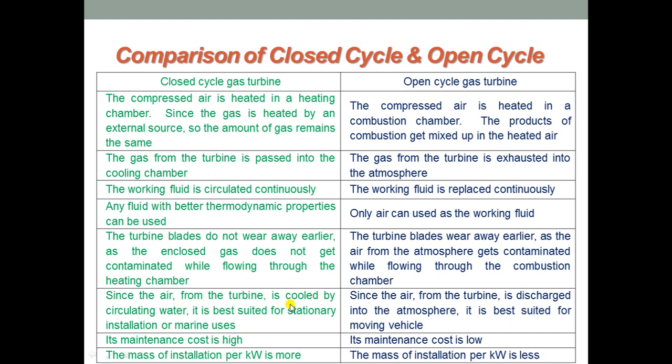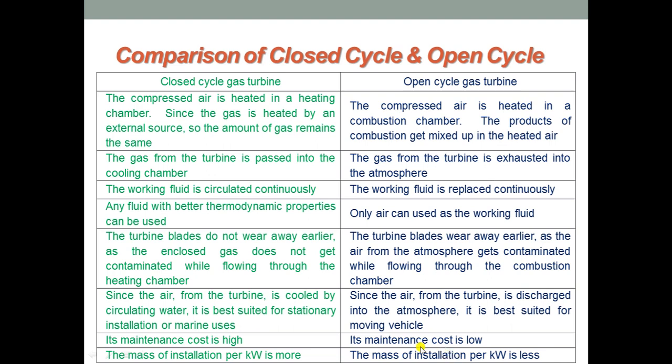Since the air from the turbine is cooled by circulating water, it is best suited for stationary or marine uses. Open cycle gas turbines discharge air or gas into the atmosphere, and it is best suited for moving vehicles. The maintenance cost and installation cost are high for closed cycle gas turbines, but comparatively for open cycle gas turbine it is low.